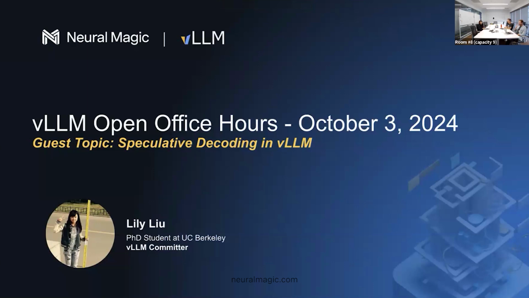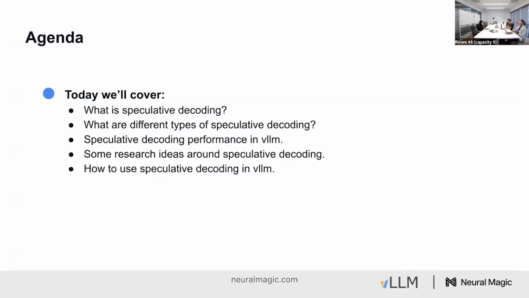Today I'm going to talk about speculative decoding, which is an important feature in vLLM. To be more concrete, I will cover what speculative decoding is, what the different types of speculative decoding are, and its performance in vLLM. Because we are PhD students, we are also doing some research around vLLM, so I will talk about some research we are currently doing, and lastly, I will mention how to use speculative decoding in vLLM.